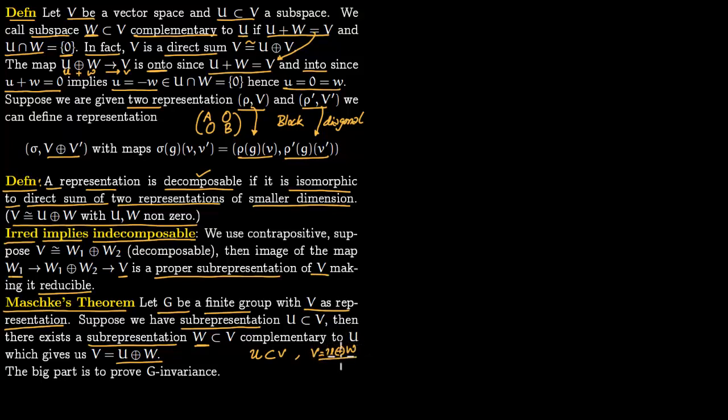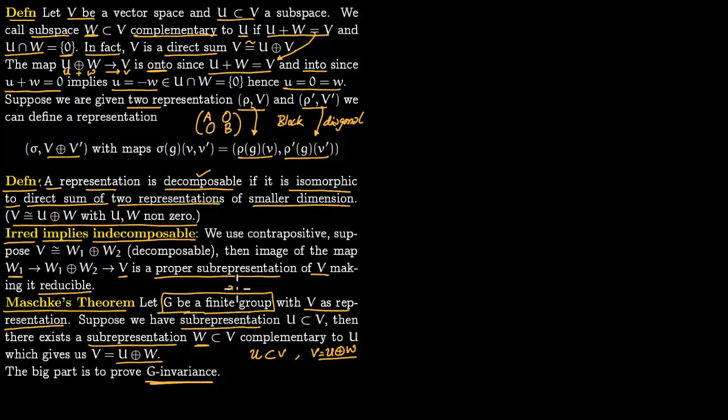So again, you are given a sub-representation, then you can find a complementary sub-representation and write this. Now, the big part of the theorem is not to find the complementary subspace, that is fine. The big part is to actually prove the G-invariance. So let us make a remark first. Say G is a finite group.